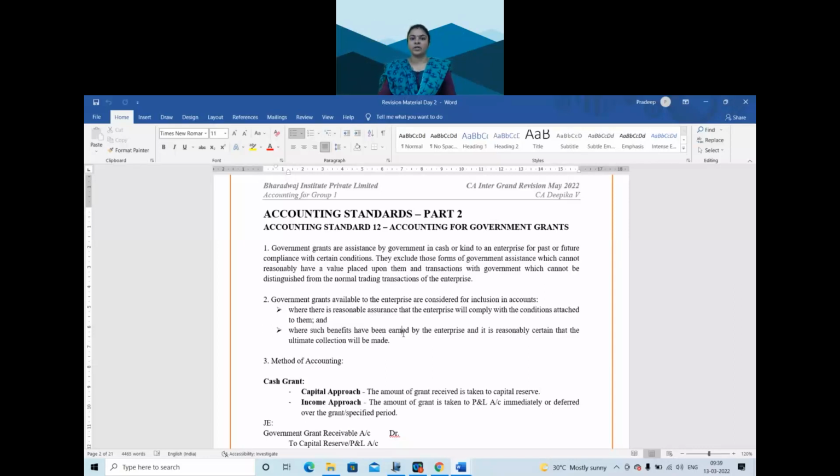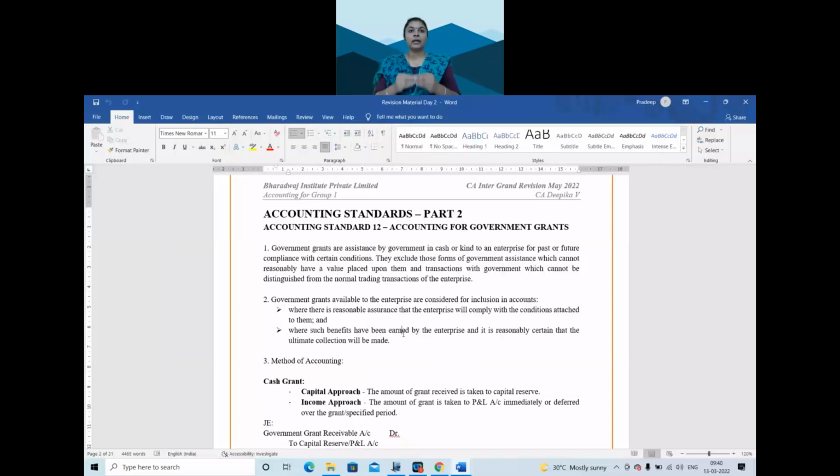So two conditions. One, there should be a reasonable certainty of fulfilling the conditions which are attached to the grant. Second, the benefits should have accrued or been earned by the enterprise. Right? That is because of the basic prudence principle: anticipate gains only when they have accrued and not when they are yet to accrue. Right? So this is about measurement.